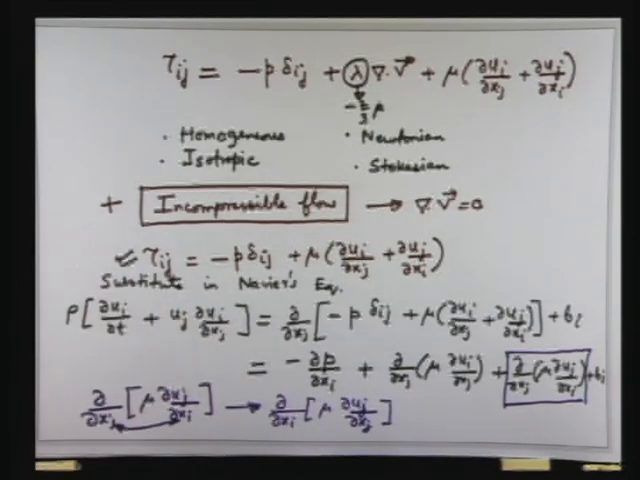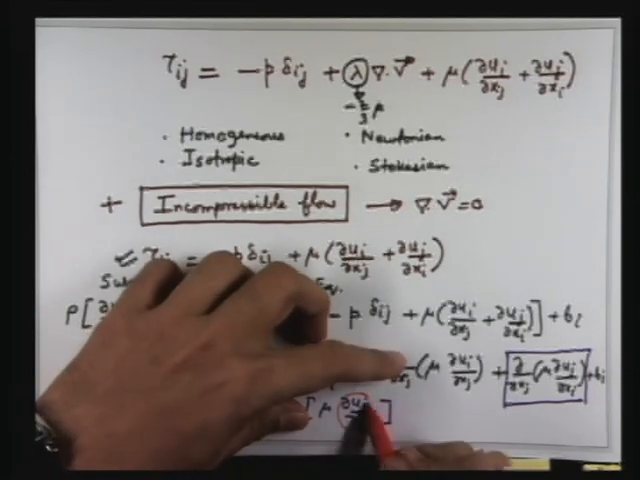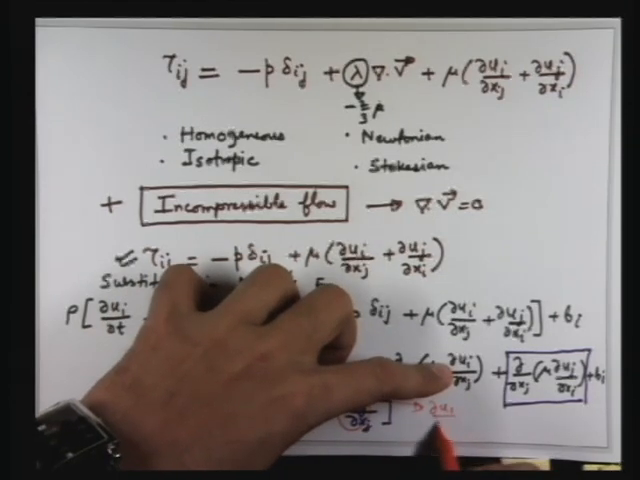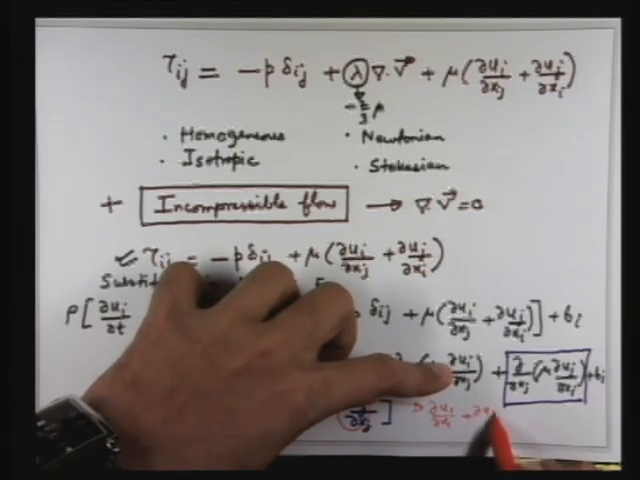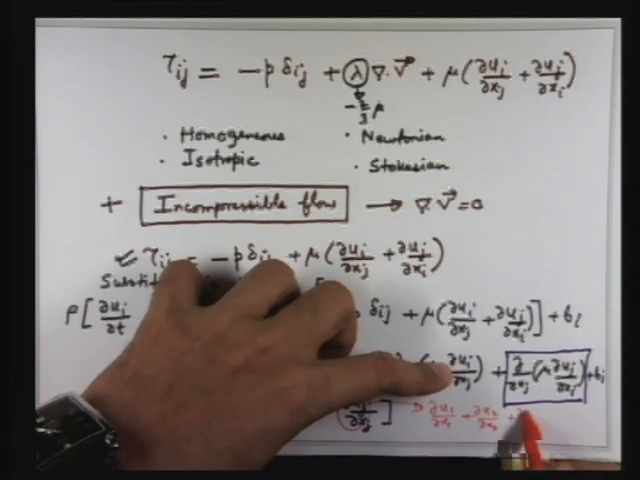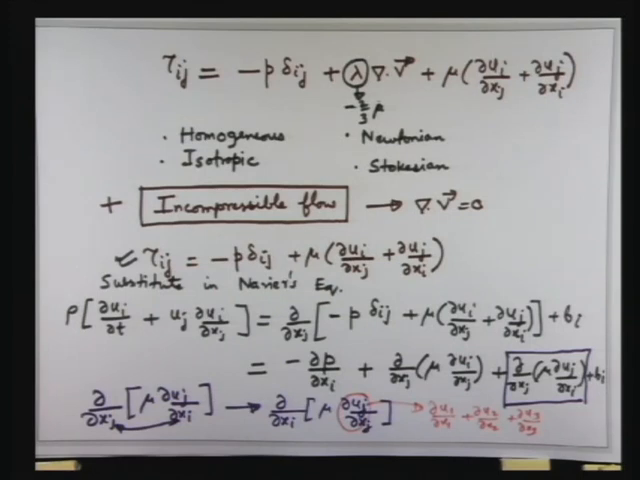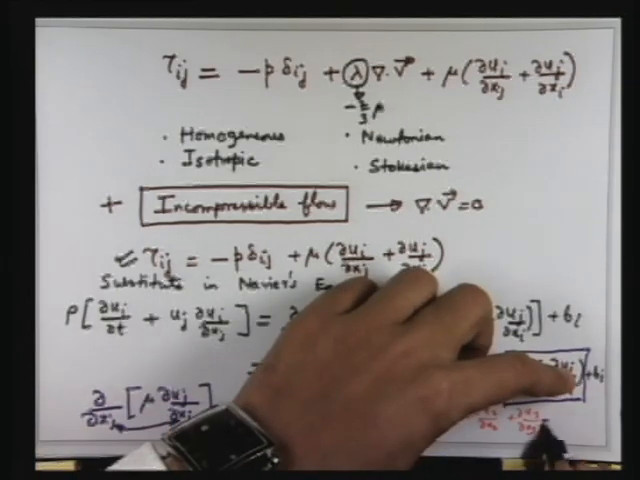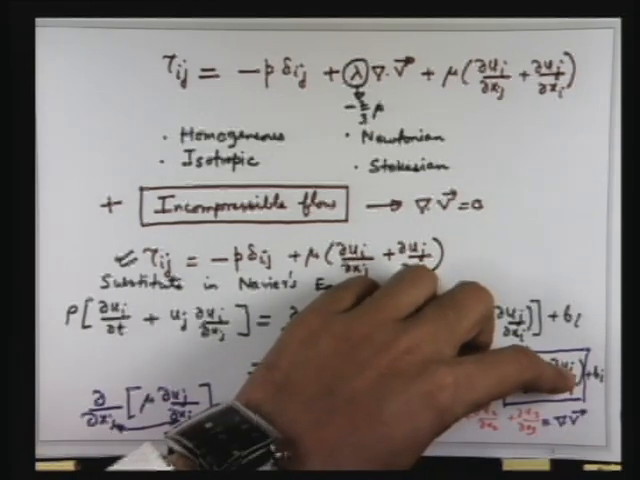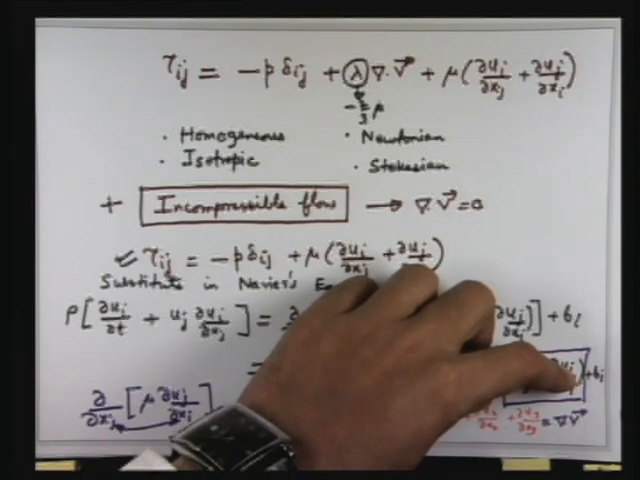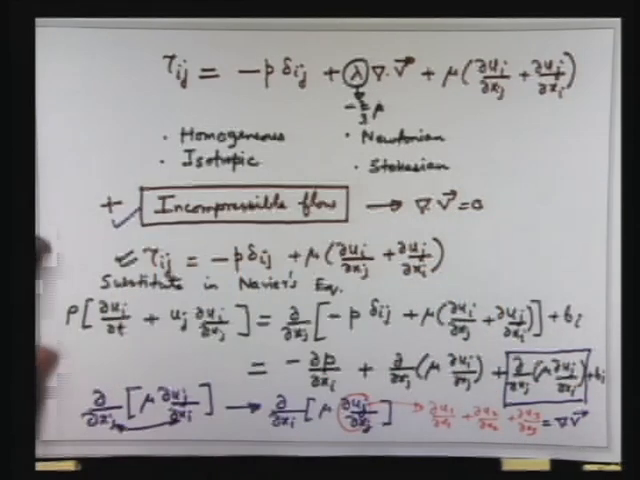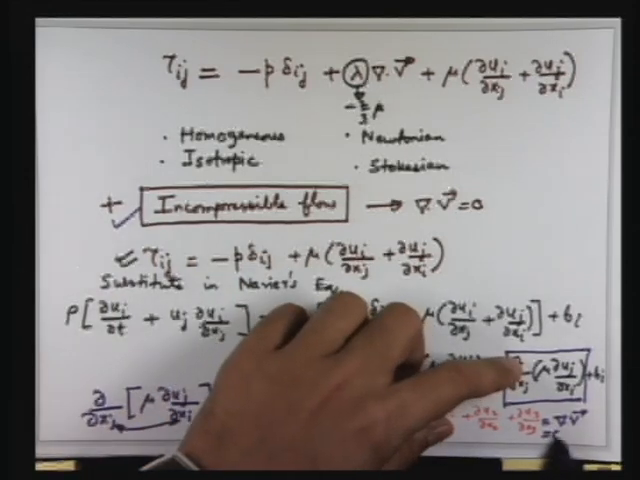What is del uj del xj? Del uj del xj is nothing but del u1 del x1 plus del u2 del x2 plus del u3 del x3. This is like del u del x plus del v del y plus del w del z. This is the divergence of the velocity vector, which is 0 for incompressible flow. We have considered the special case of incompressible flow. So this is 0 for incompressible flow.